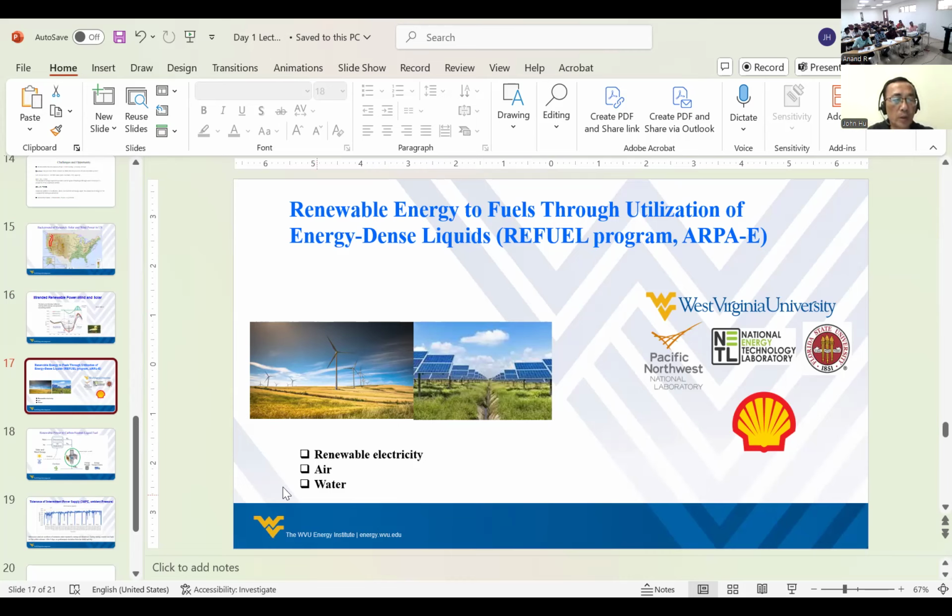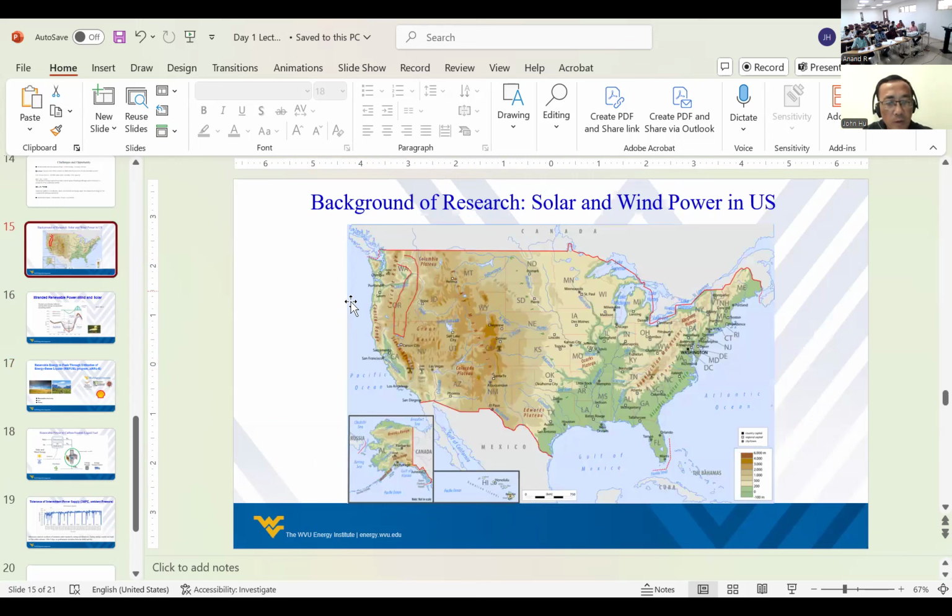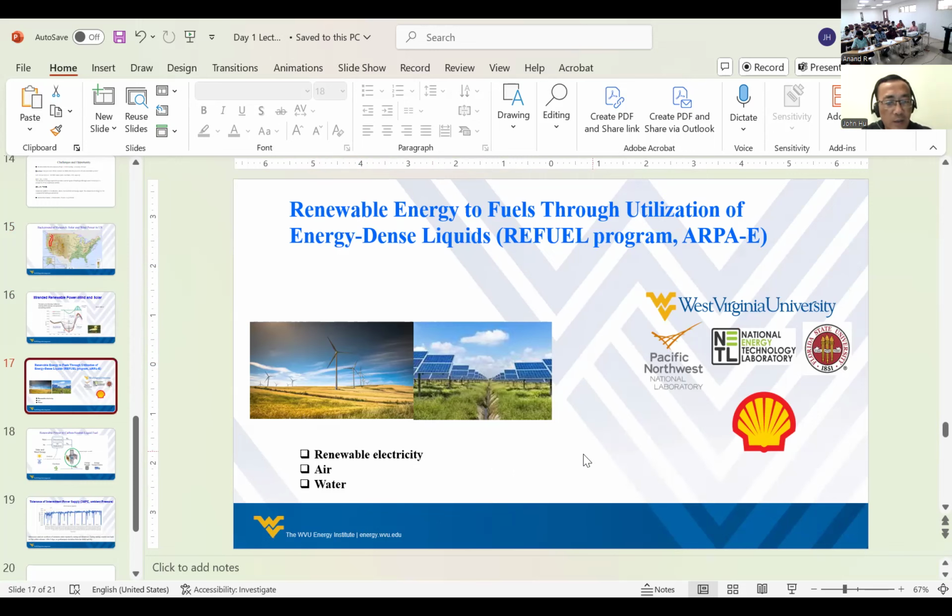So the question is how we turn this wind and solar into energy-dense liquids, and then use the pipeline or the truck to transport these energy-dense liquids from the West Coast to the East Coast without using the power grid. It's more like science fiction, all right?